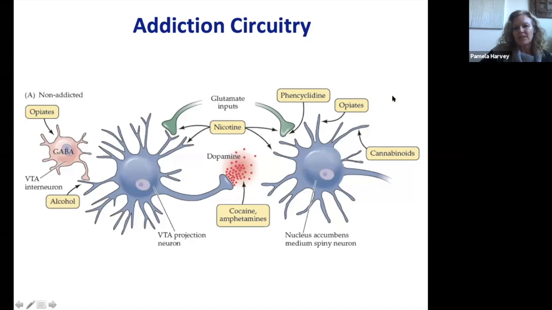And again, opiates and cannabinoids affect this system also. Cannabinoids are different from alcohol in the sense that they will directly affect the nucleus accumbens. So when people are using cannabinoids, they often feel really good. People who are taking alcohol will often feel good or feel really bad, but it depends on the rest of the circuitry in that case.